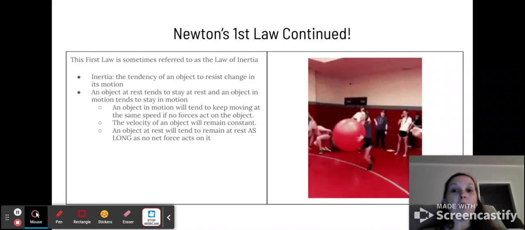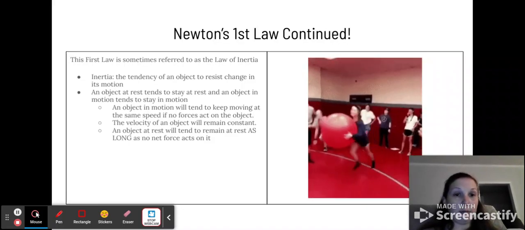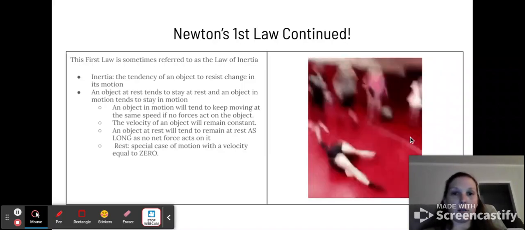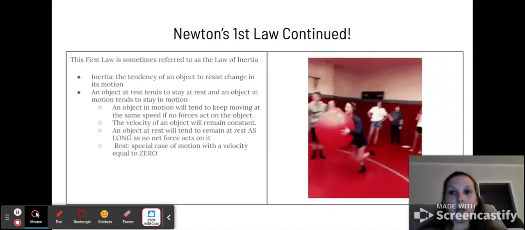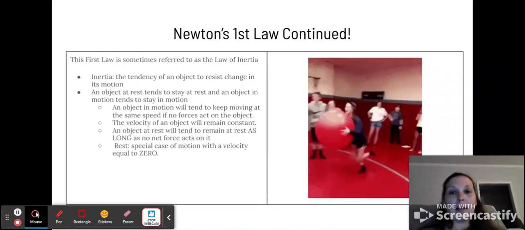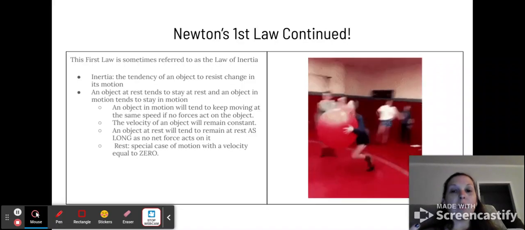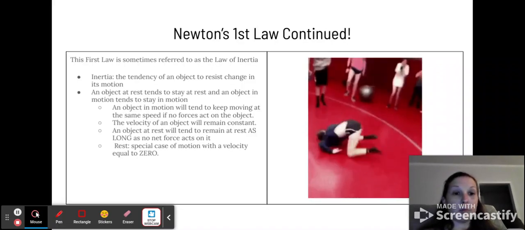An object at rest will remain at rest as long as there's no force applied to it. All of this should make sense. All of these are ideas that you've seen before. So rest here, we will define as a case where the velocity is equal to 0.